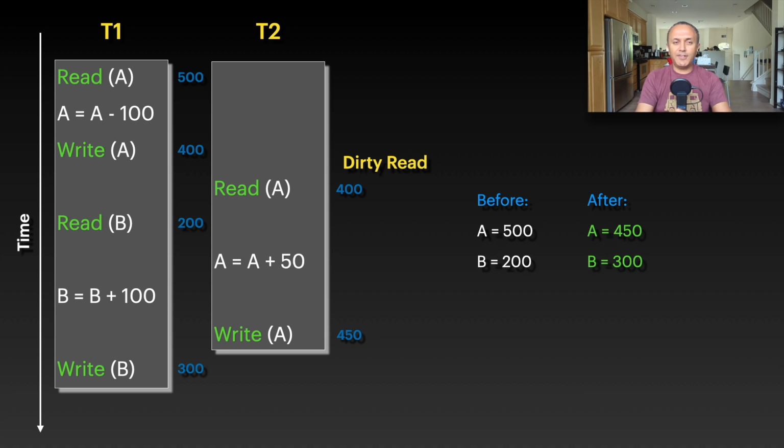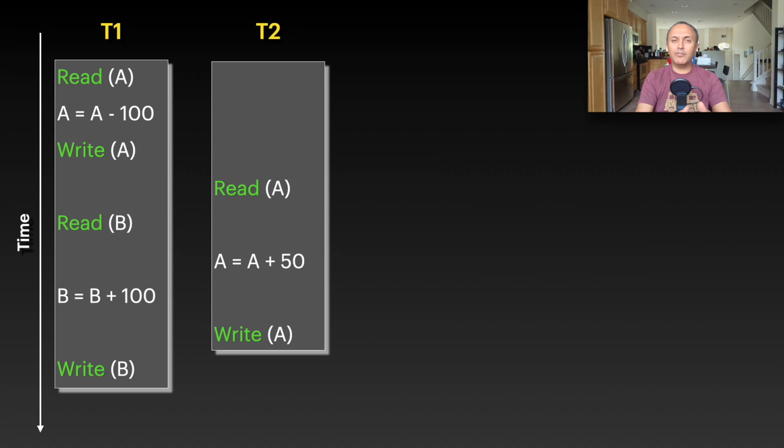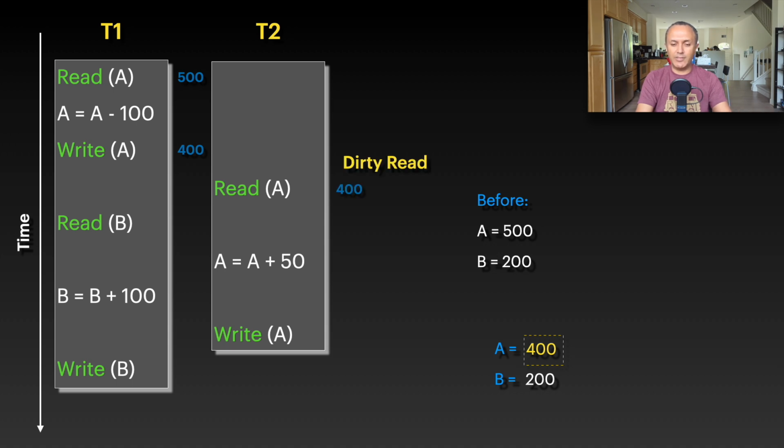Let's redo this example again, but we're going to have a different conclusion. The same exact interleaving of operations, right? Starting with these values, again, reading A, writing the new value, which is 400. T2 is going to read that 400. Again, that's the dirty read that we have. And then going back to T1, a failure happened and we had to roll back the T1 transaction.